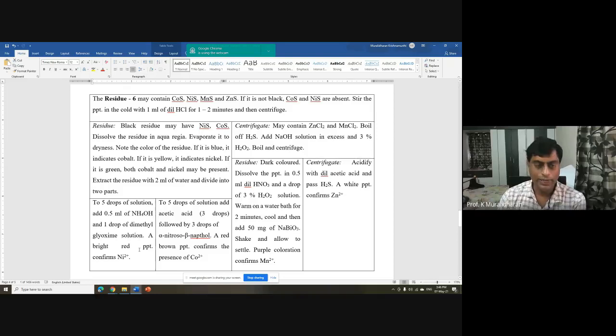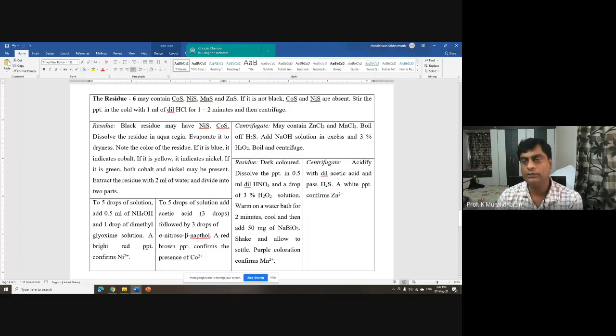But here, the red precipitate confirms the formation of nickel. And another portion will be in nitroprusside. So this red brown precipitate confirms the cobalt present in this state. So this is one part. Here you are getting residue. If you get residue, you can do centrifuge, separate the residue and do this part. If you are not getting residue, you come straight from here to here. So the filtrate contains zinc and manganese here, right?